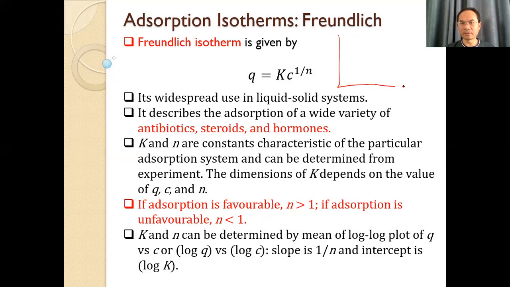You plot between log C and log Q. The slope is 1 over N, and the intercept is log K. For this case, you can determine N and K from the plot between log Q and log C. If you have the data of Q and C, you can determine K and N.